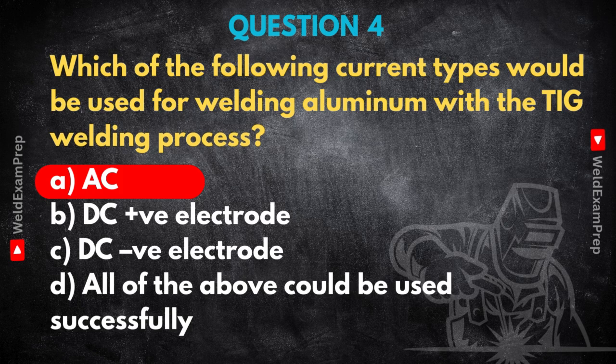And let's quickly touch on why the other DC options are no good. B, DC plus. Yes, it cleans, but it puts way too much heat onto the electrode. The tungsten would melt rapidly, ball up and contaminate the weld. Highly impractical, damages the electrode. Okay. So DC plus is out.